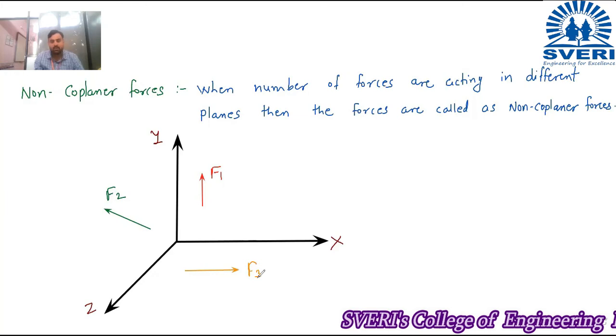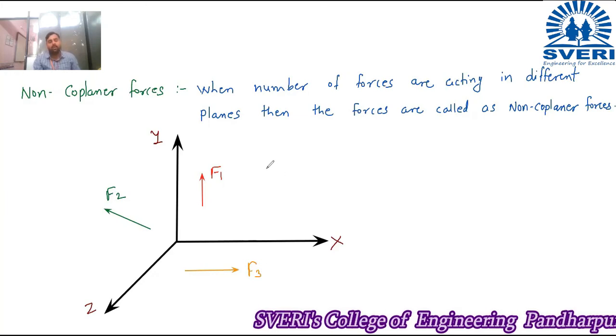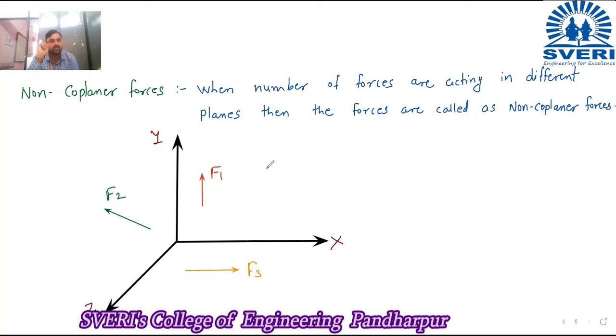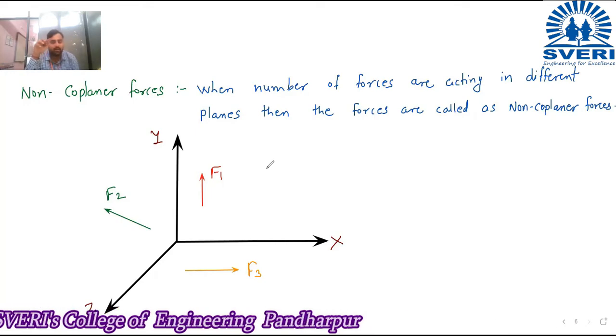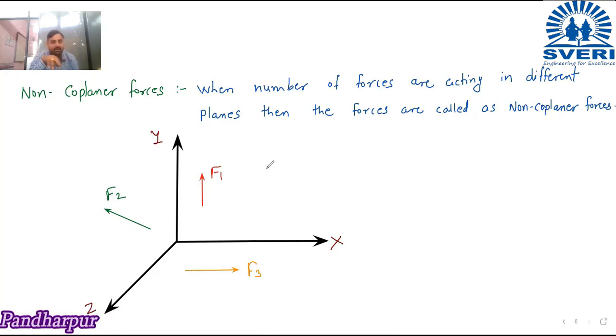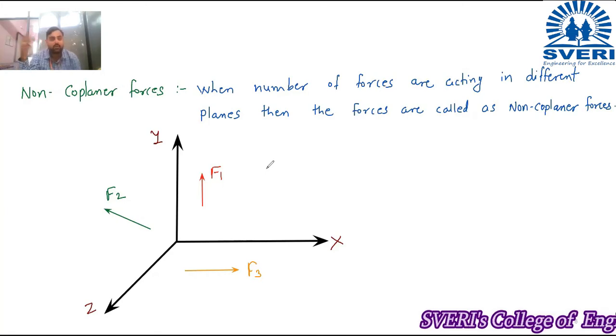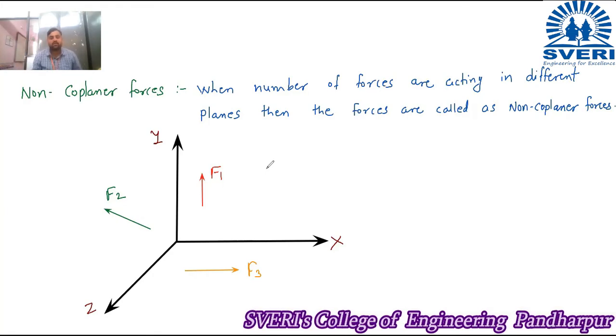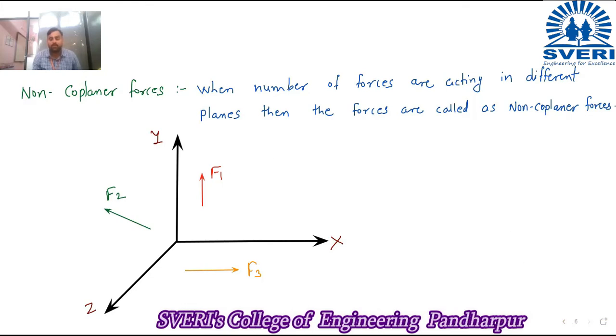Now you can see over here, your F1 force is acting in the XY plane. Your F2 force is acting in the YZ plane. And the F3 force is acting in the XZ plane. F1 XY, F2 YZ, and F3 XZ. So all three forces, F1, F2, and F3, are acting in three different planes. So those are called non-coplanar forces.